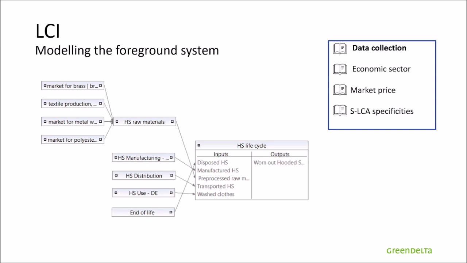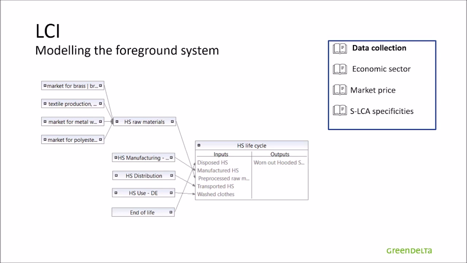So to model the foreground system, you will begin with data collection to create the structure of the life cycle stages. In other terms, you need to collect the inputs of all the relevant processes of your case study. Since we already did this data collection for the environmental LCA, we are going to take the same structure, so remember the circular structure, centralized, and adapt it to the social case.